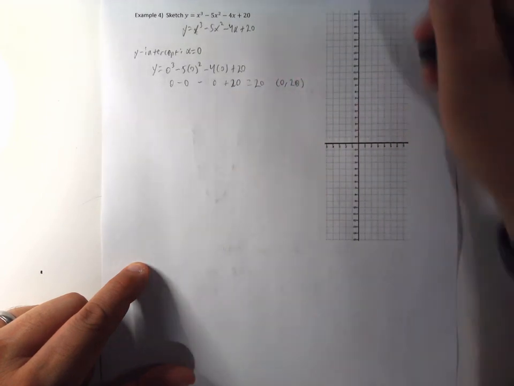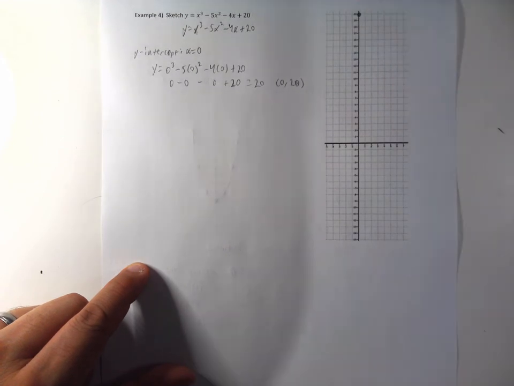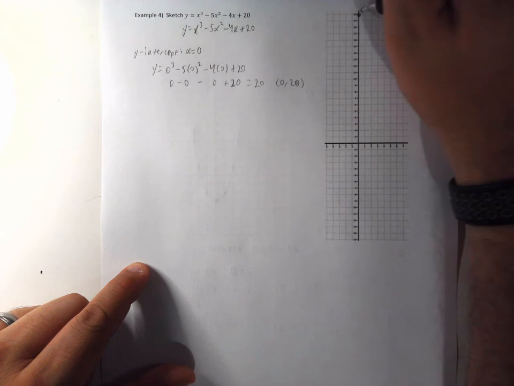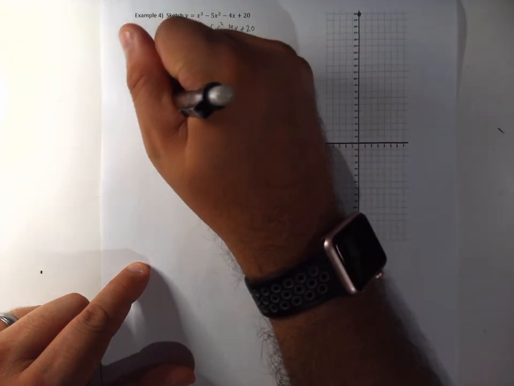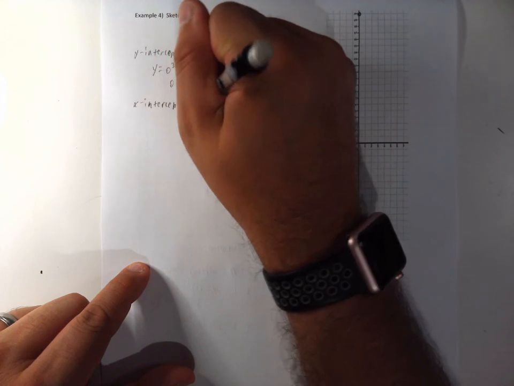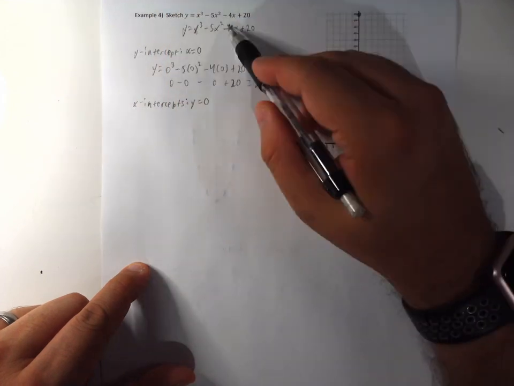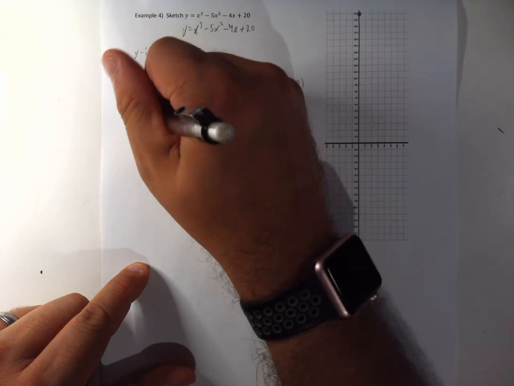Okay, I'll go ahead and plot it. 0, 20 is up here. Next, I'm going to do the x-intercepts. At the x-intercepts, y is 0. And since y equals that cubic, the cubic needs to equal 0.